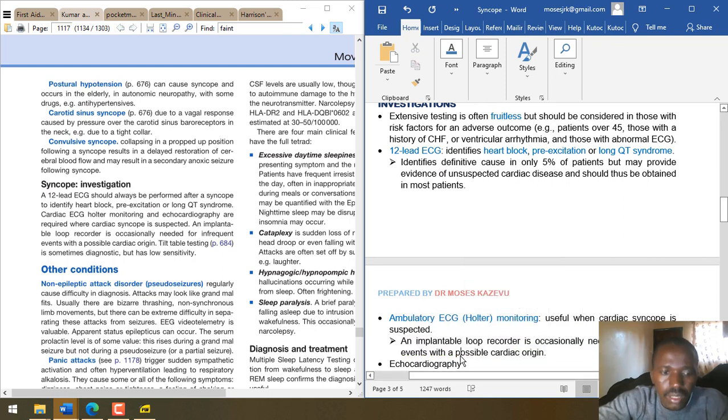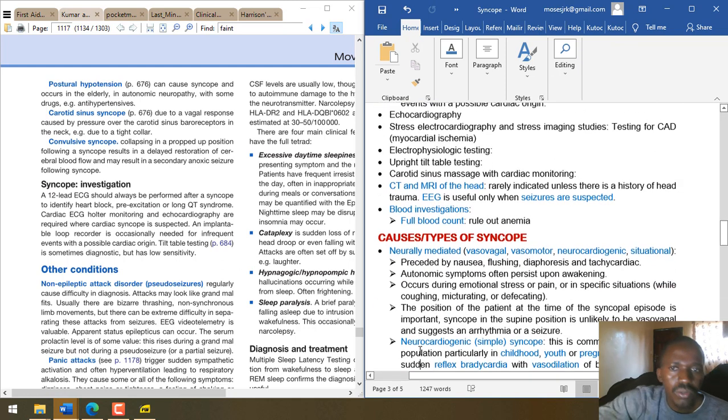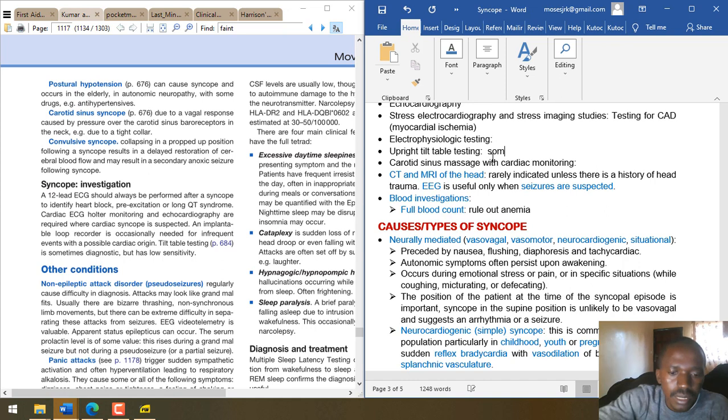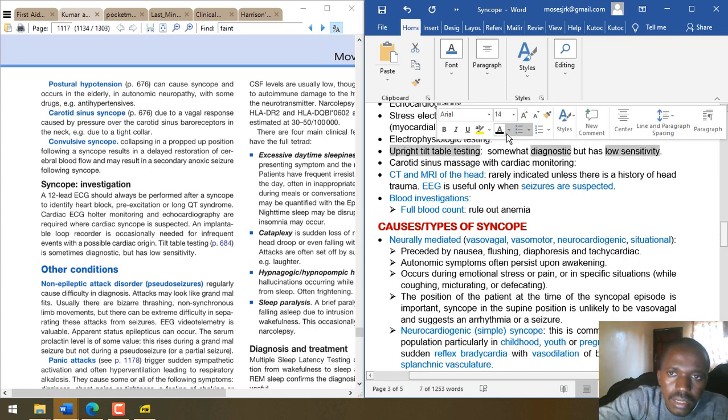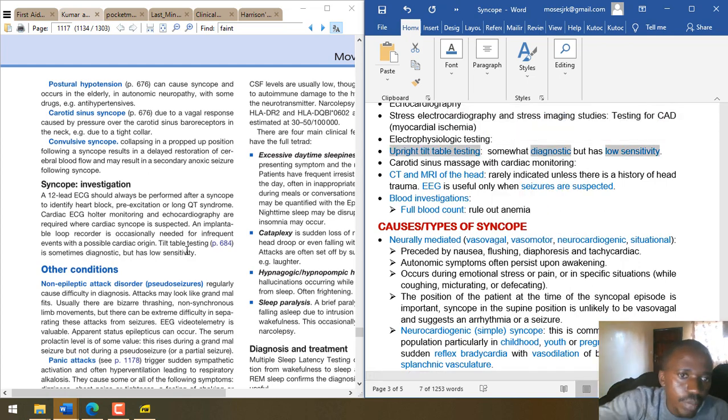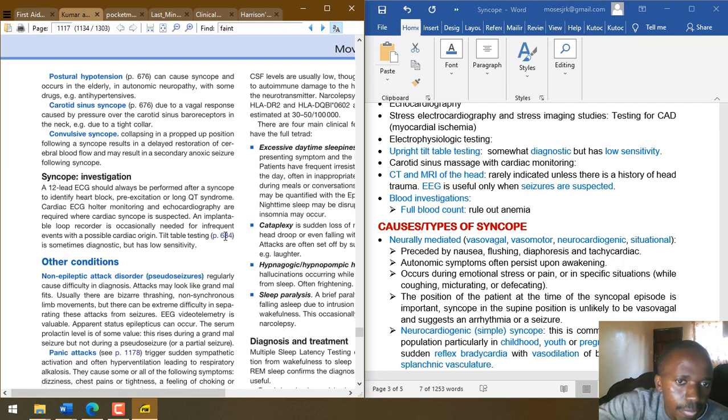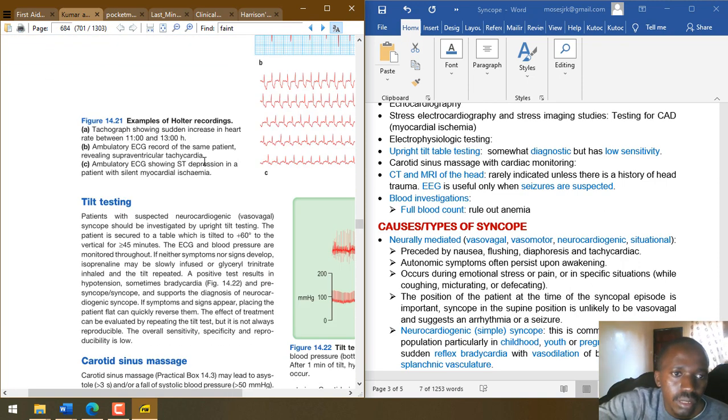So tilt table testing, that's page 684, is sometimes diagnostic but has low sensitivity. So it's somewhat diagnostic but it has quite a low sensitivity. Tilt table testing, page 684. Okay, so this should be under arrhythmias, yeah?